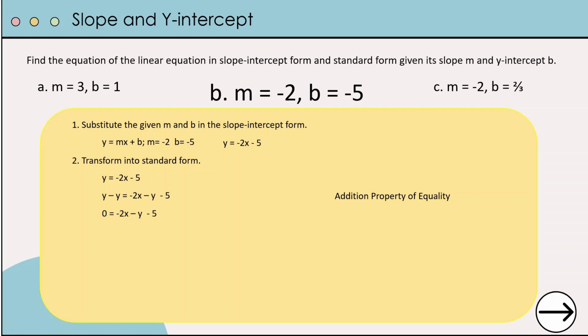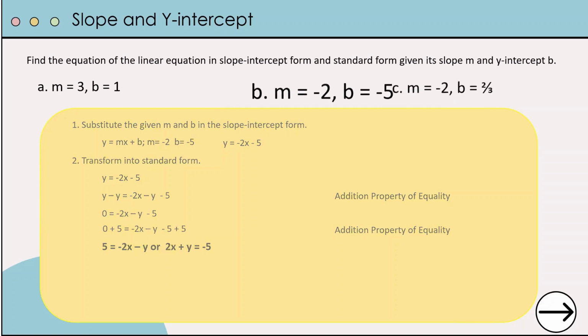Now, let's put the constant on the other side of the equation. We add positive 5 on both sides of the equation. We have 0 plus 5 equals negative 2x minus y minus 5 plus 5. This becomes 5 equals negative 2x minus y, or 2x plus y equals negative 5.